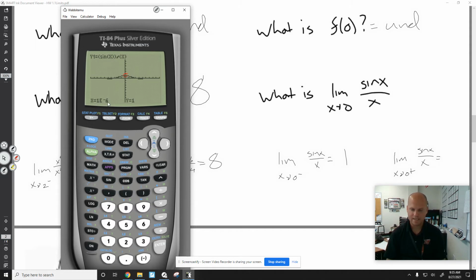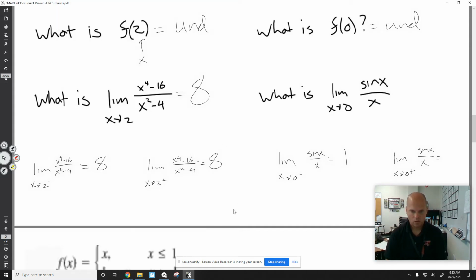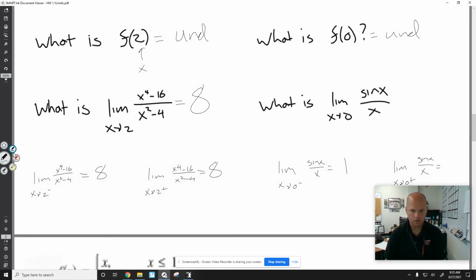This is 1e-6. That's 1 times 10 to the negative 6. This is important to know because your calculator sometimes will deceive you. They'll give you this as an answer and somebody's like, what's that, 1.6 or something like that? No, that's 1 times 10 to the negative 6, which means take 1, move the decimal place over 6 times. So 1, 2, 3, 4, 5, 6.